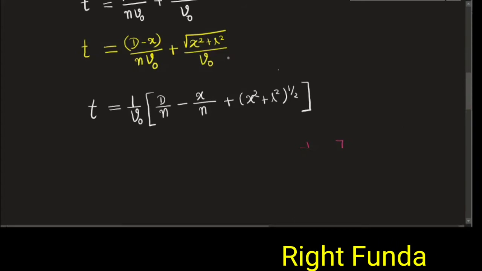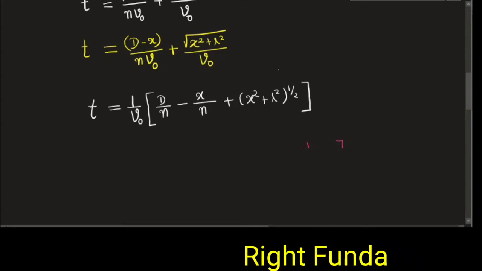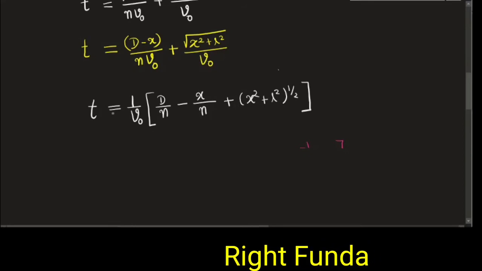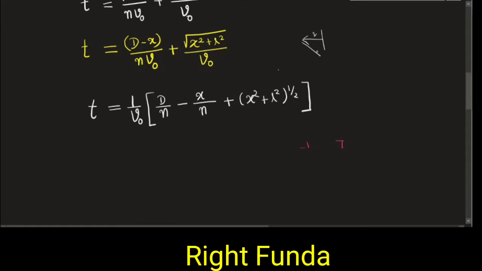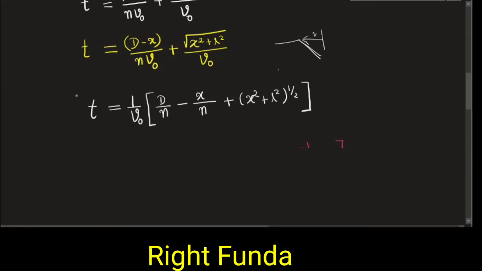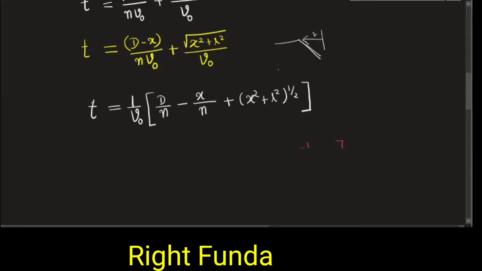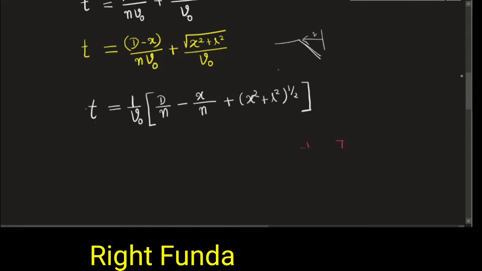Whatever this time is, it should be minimum, and now we have T as a function of X. What is the variable? T depends upon X. X is the distance from the turning point, from where it will be taking the turn. If this quantity has to be minimum, then the first derivative with respect to the variable should be equal to 0. X is my variable in this case.